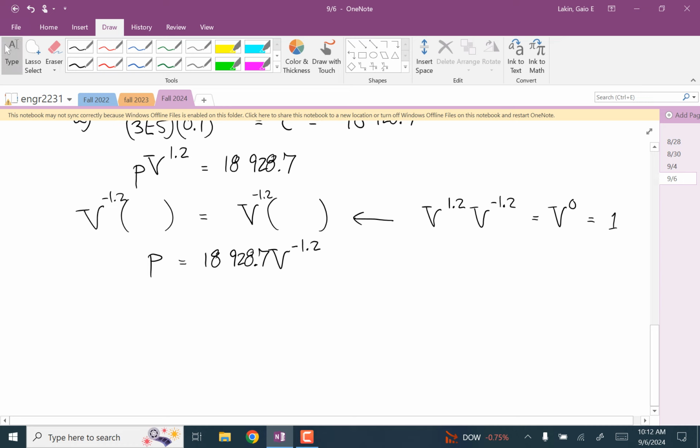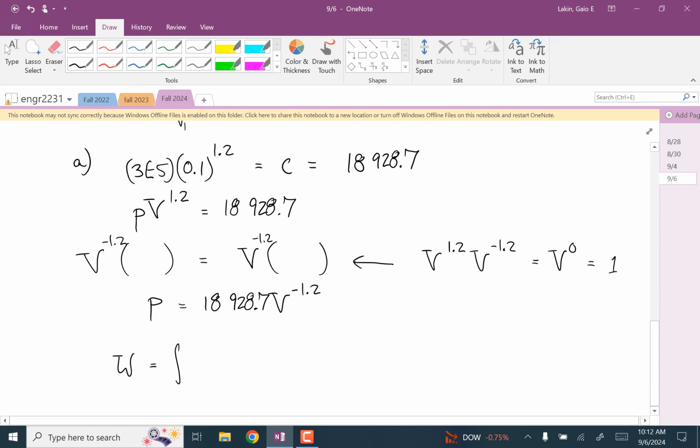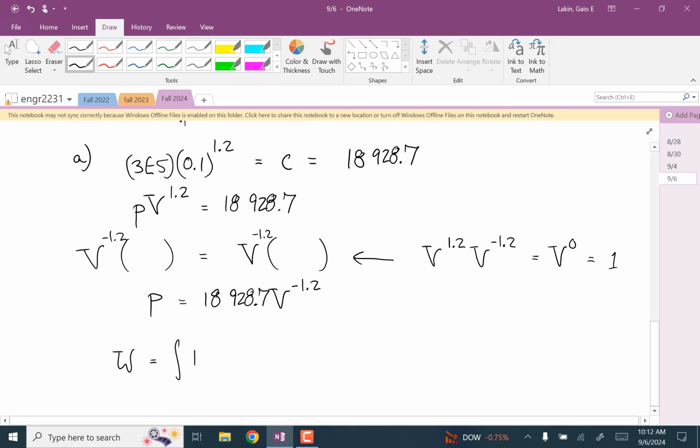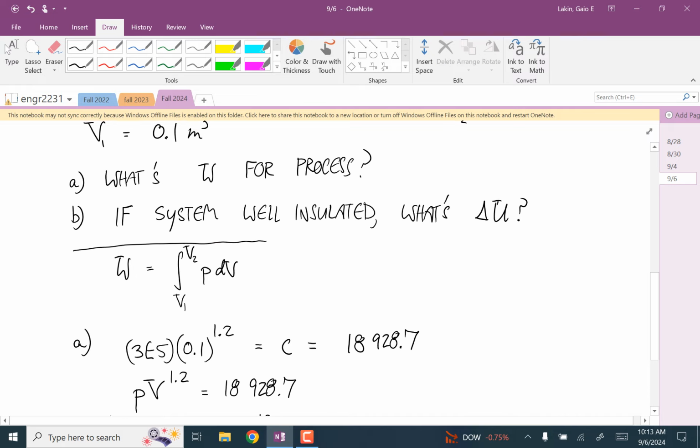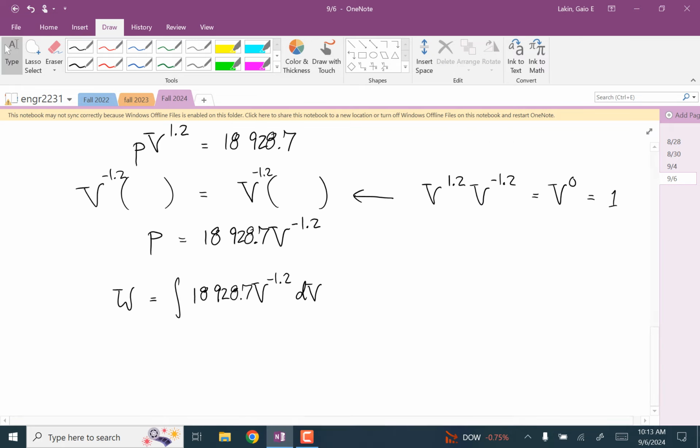And now we can calculate the work. So it's equal to the integral of P dV from the starting volume to the ending volume. The starting volume was 0.1. The ending volume was 0.2.